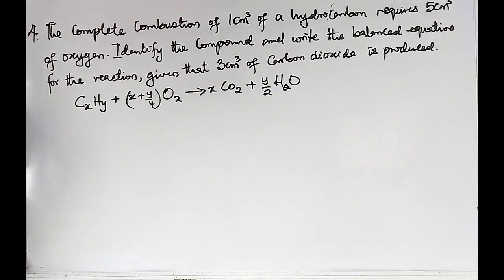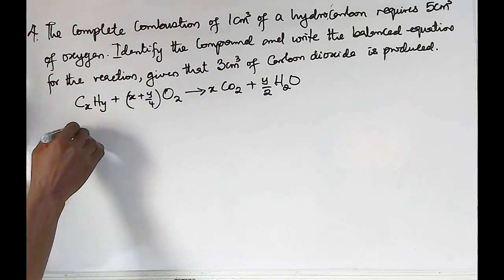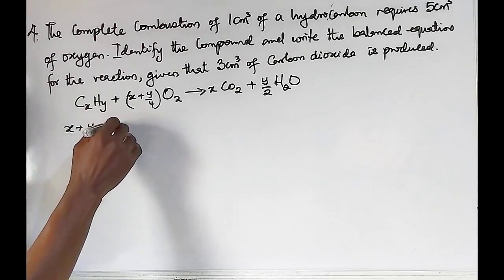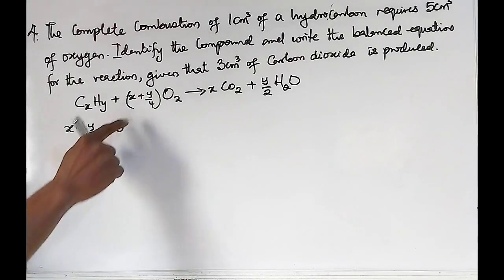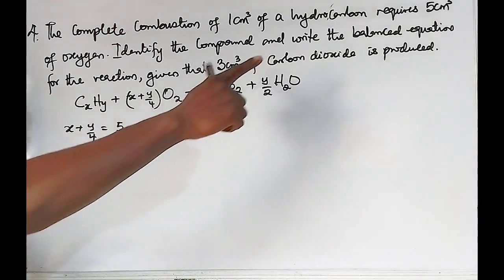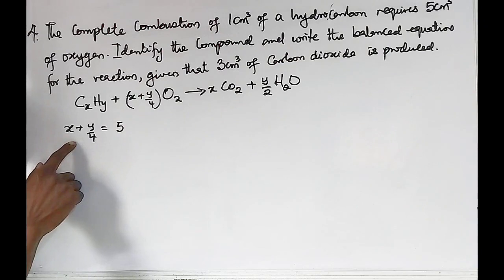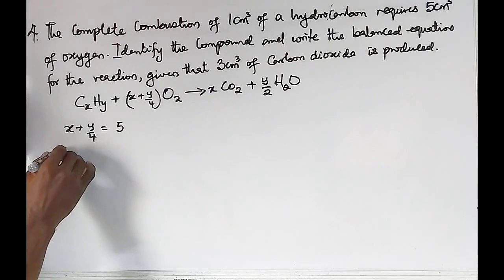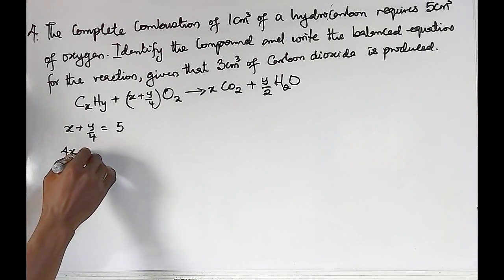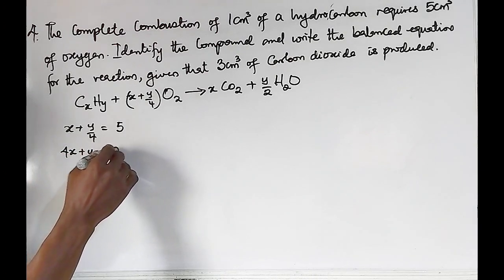To this effect, we can form an equation by saying x plus y over 4 equals 5, because the amount of moles here is the same thing as the volume represented. If that is the case, we can multiply through to get 4x plus y equals 20.